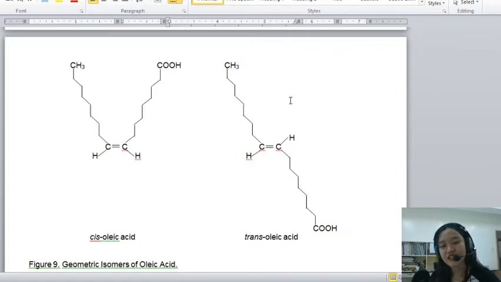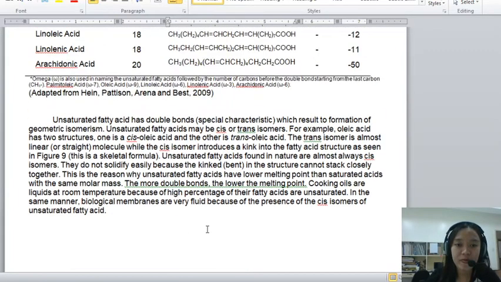Okay, so kapag trans-unsaturated fatty acid, they are solid. Okay? Most likely solid or turns into solid. While your cis-unsaturated fatty acids, they are most likely fluid kasi hindi magkakadikit-dikit yung kanilang structure because of the presence of the bending or the kink in the structure. Okay, so, they do not solidify easily because of the kink or bend in the structure.